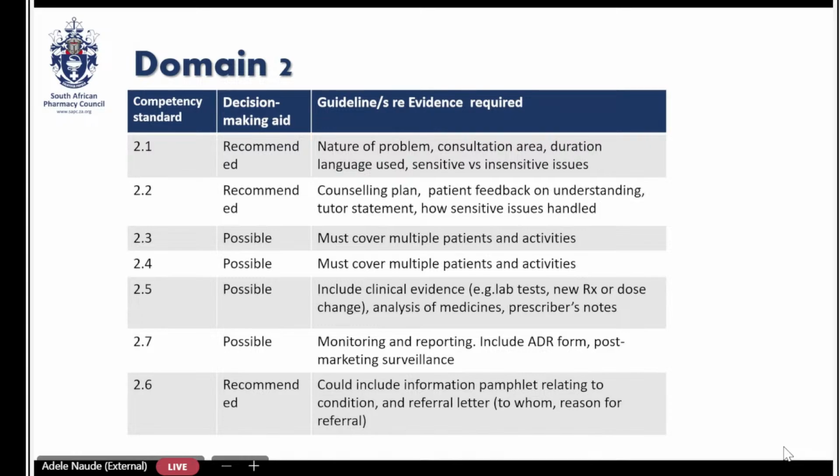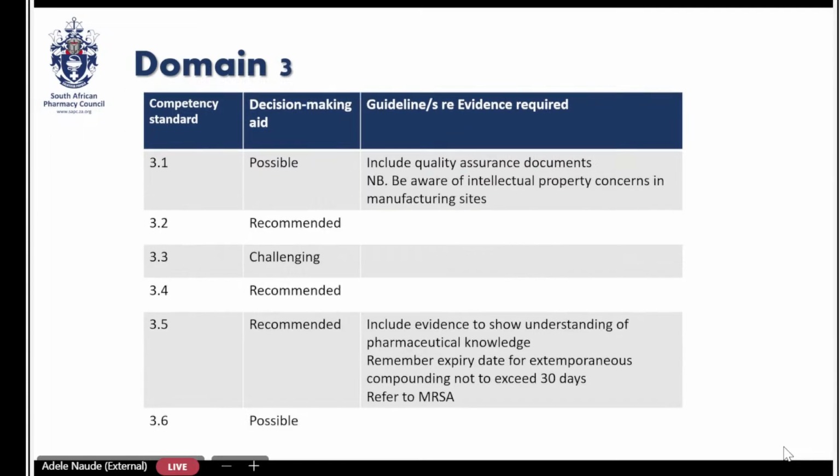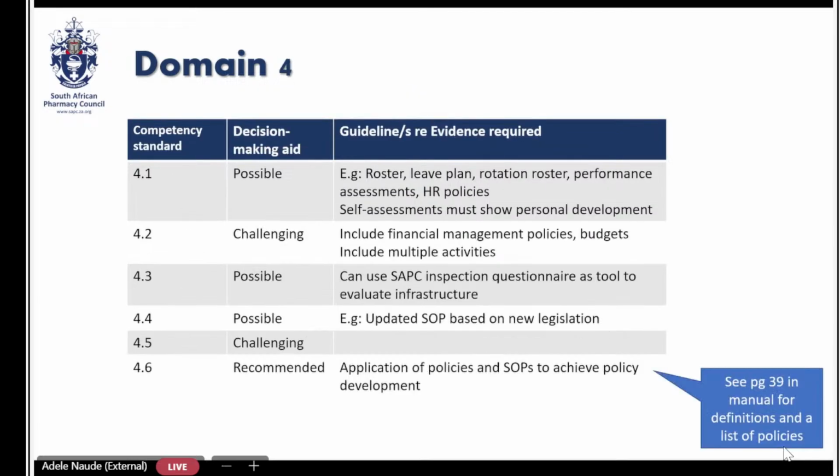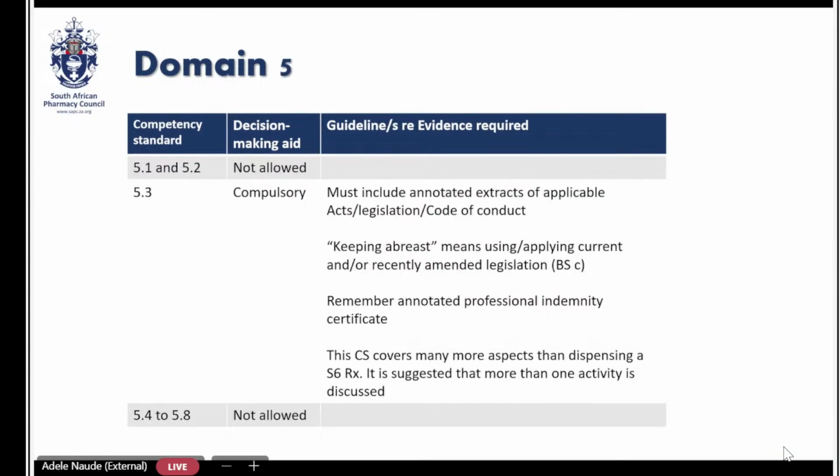For example, 2.6 could include a pamphlet relating to the condition, a referral letter, the GPP, the minimum standards for pharmacist-initiated therapy, a professional information leaflet, the scheduling of the medicine that's appropriate for pharmacist-initiated therapy. So you can have a look at that. And please go and have a look at all these. And you can find, again, the policies and SOPs on page 39 of the manual. So please go and have a look at the recommended ones and the possible ones.